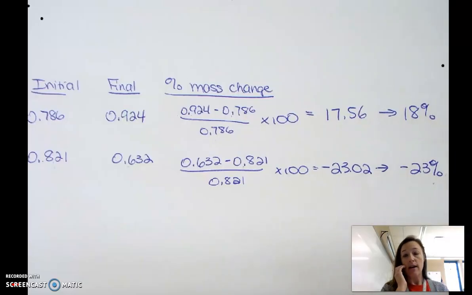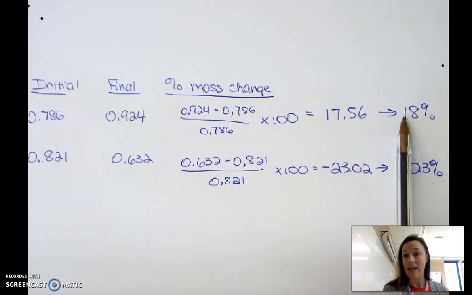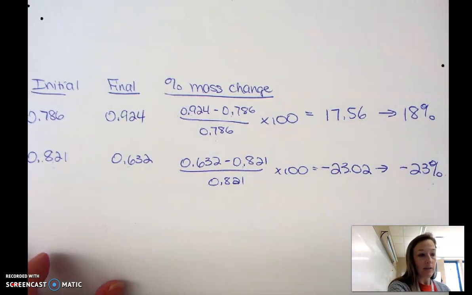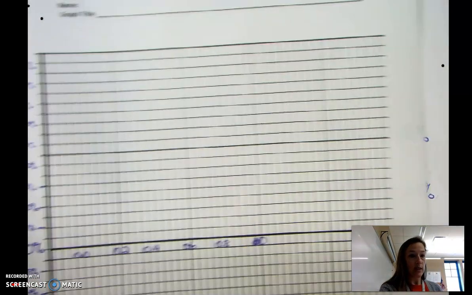All right, so you're going to do that for all 18 samples. So you've got 6 potato samples, 6 sweet potato samples, and 6 apple samples, and you want to calculate this percent mass gained or lost. So gained if it's positive, lost if it's negative, for all 18. Once you have those values, you're then going to get a graph.